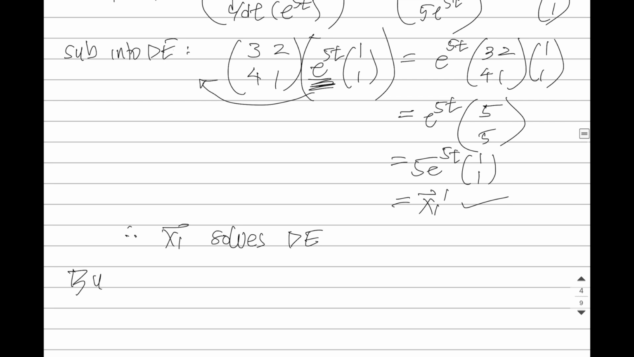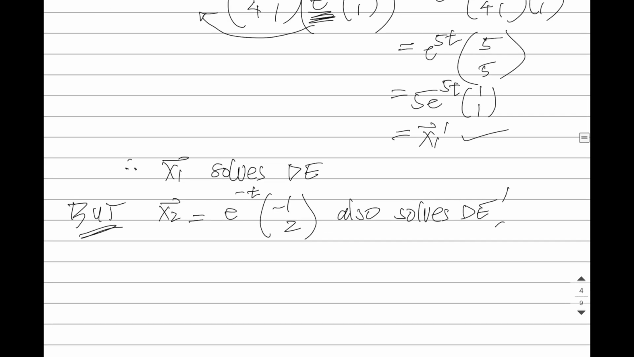But if I give you this x2, where I have e to the negative t, negative 1, 2, this also solves the DE. So we've formulated a DE. I've verified that certain functions, vector functions, can solve the DE, but now it looks like I have two. How many solutions are there? And that's what we'll talk about in the next video.